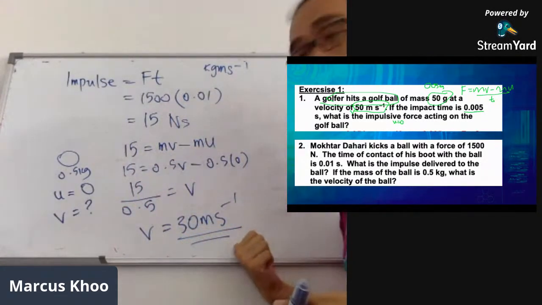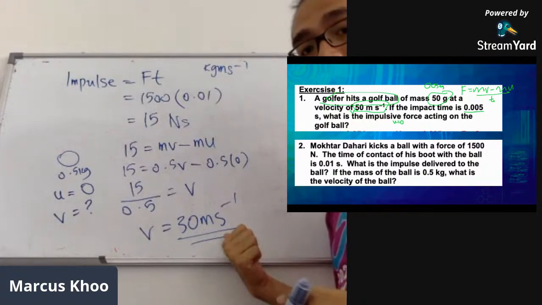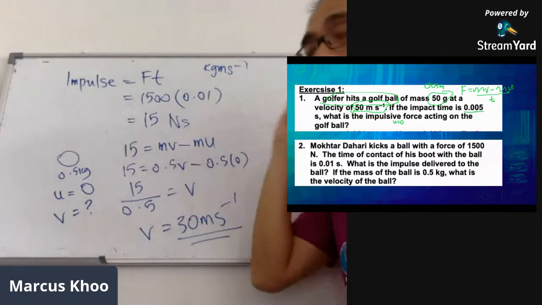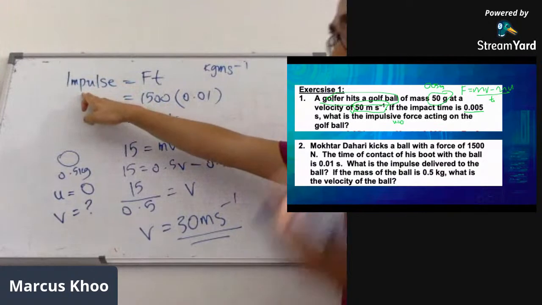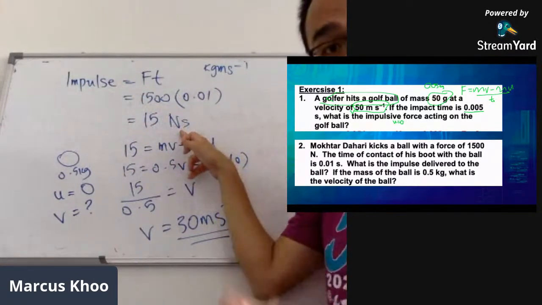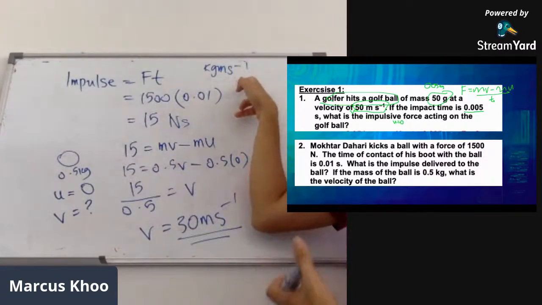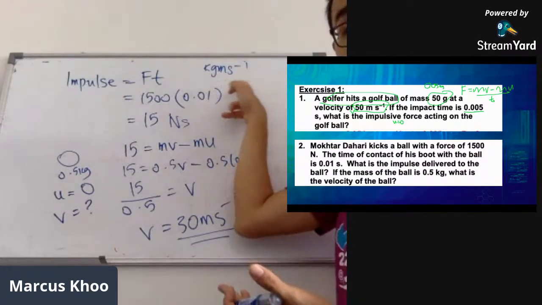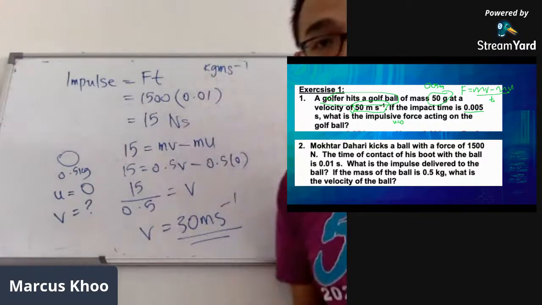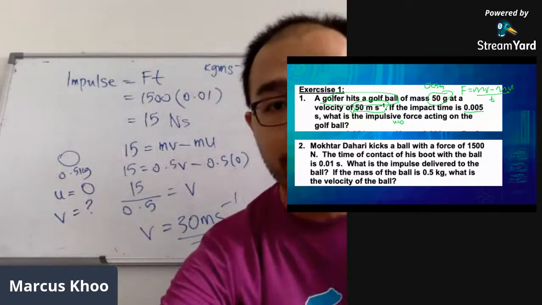Okay, for example, in this case. And of course, I did mention this earlier. Don't forget that the unit for impulse is either Newton multiplied by second, or kilogram meter per second. Okay, this is the normal definition for momentum, which we have covered before.